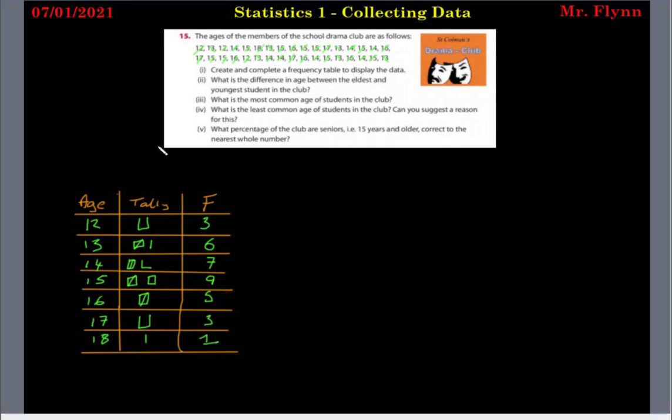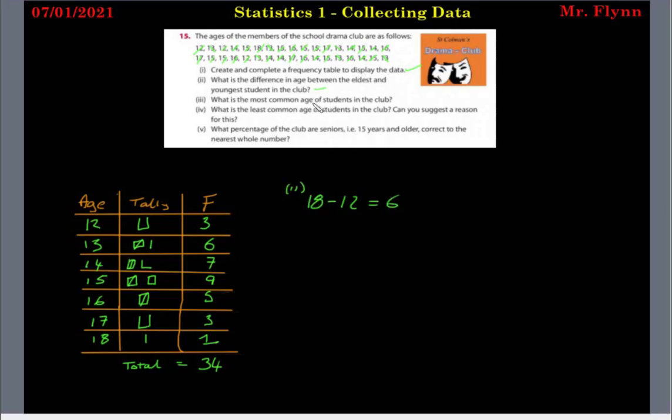All right, so frequency table, and then we want to do up our total. So 4 and 5 is 9, 9 and 9 is 18, 25, 31, 34. So we have 34 in total. So that's part 1 done, right? What is the difference in the ages between the eldest and the youngest in the club? Well, if 12 is your youngest, 18 is the oldest. So 18 minus 12 is 6. All right, so there's 6 years in the difference.